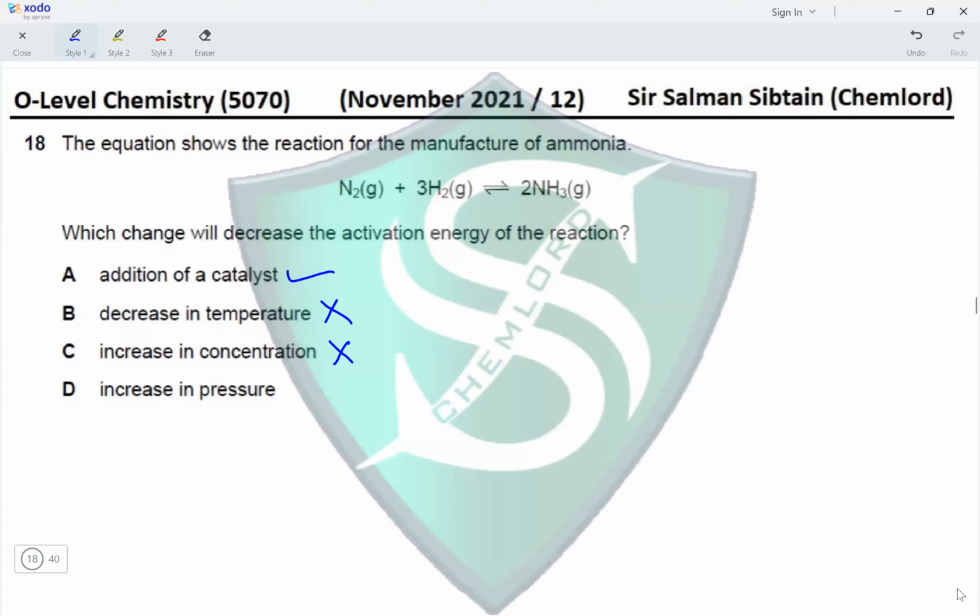And D, increasing the pressure. An increase in pressure favors the side with the lesser number of moles. So as we can see, there are 4 moles of reactants and 2 moles of product. So increasing the pressure will shift the equilibrium towards the right, but it will have no effect on the activation energy. Thus, option A is the correct option for this question.